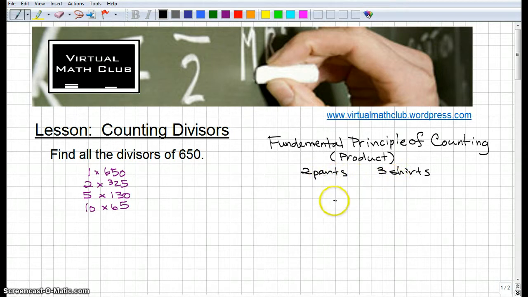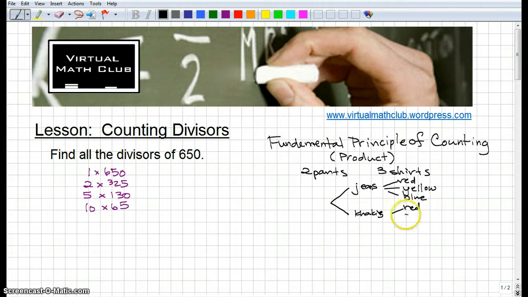So, and you can see that in the tree. If I show my 2 options, maybe I have jeans, and let's say I have khakis. Alright, those are my 2 choices for pants. And maybe I have a red shirt, and let's say I have a yellow shirt, and let's say I have a blue shirt. Okay, so if I choose the jeans, I have 3 choices for shirt, and if I choose the khakis, I have the same 3 choices of shirt.